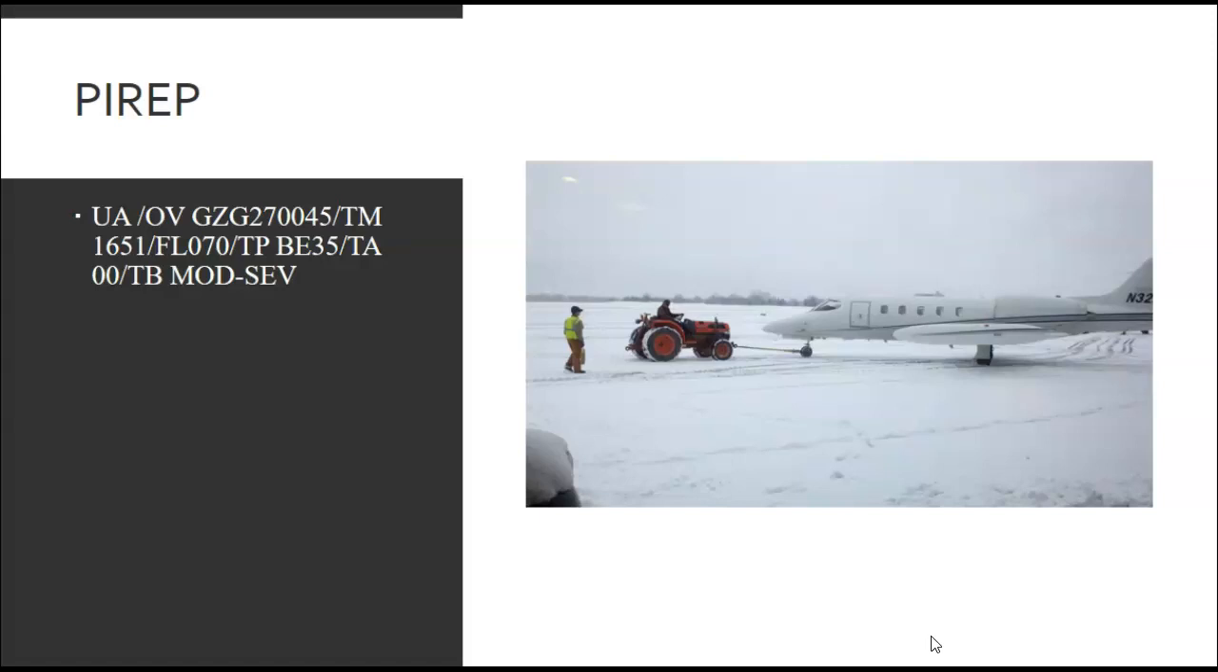TP is a type of aircraft. A BE-35 is a Beechcraft, I believe a Bonanza. TA is the abbreviation for temperature, and that was 0 degrees Celsius. And then the last portion is a report about the weather. TB stands for turbulence, moderate to severe.